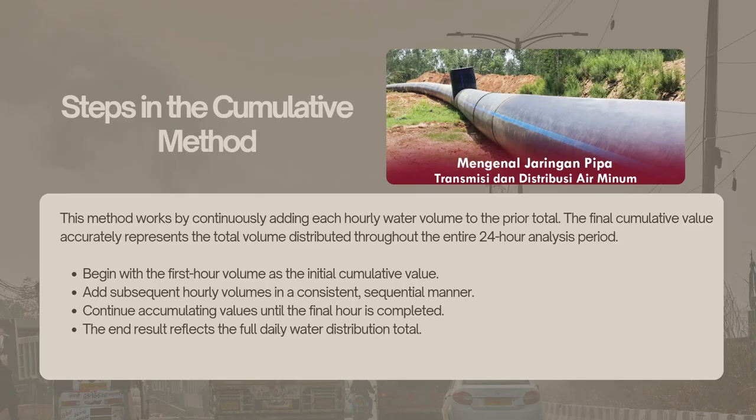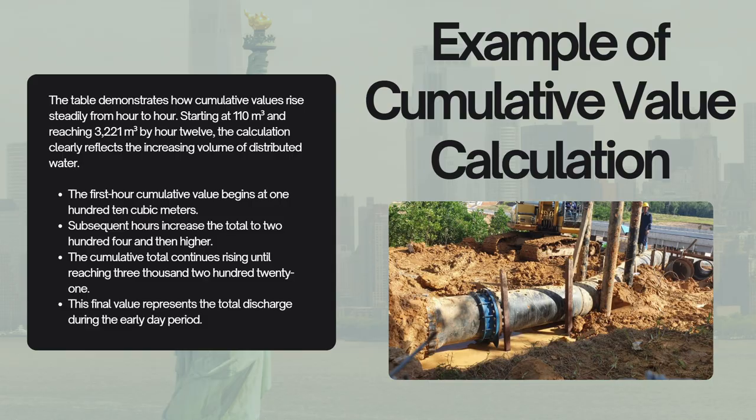The first one is to begin with the first hour volume as the essential cumulative value, add subsequent hourly volumes in a consistent sequential manner, and continue accumulating value until the final hour is completed. And the last one is the end result reflects the full daily water distribution total.